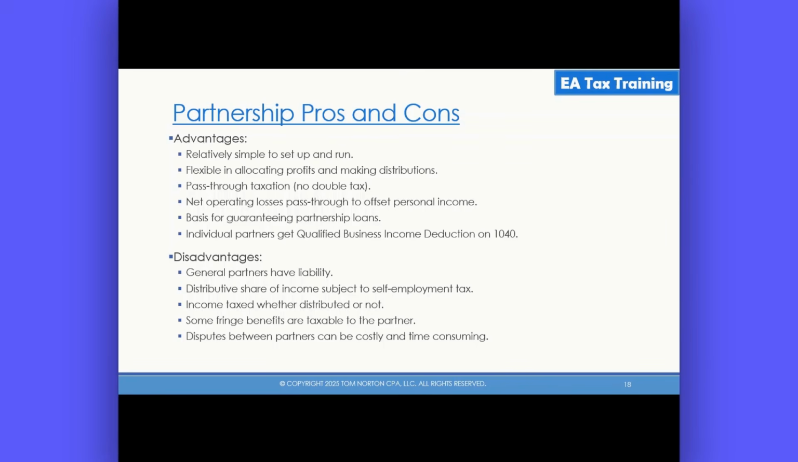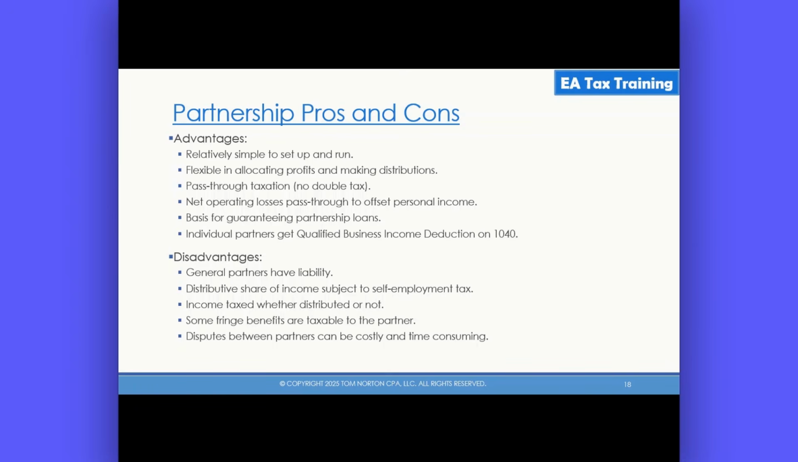The distributive share of the income is all going to be subject to self-employment tax, which that can be different again than an S corporation, for instance. The income is going to be taxed whether it is distributed or not, as we discussed. There are some fringe benefits that the partners will have to pay income tax on, or that they may not even be able to get because they are a partnership rather than a corporation, for example. And disputes between the partners can be costly and time consuming.